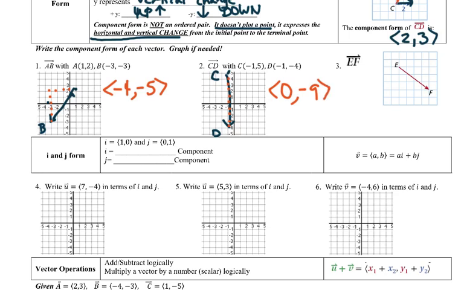This one's nice because it's drawn for me, so I get to do the horizontal change. Looks like 1, 2, 3, 4. So it went right 4, and then 1, 2, 3, down 3. Horizontal change, vertical change, not an ordered pair.